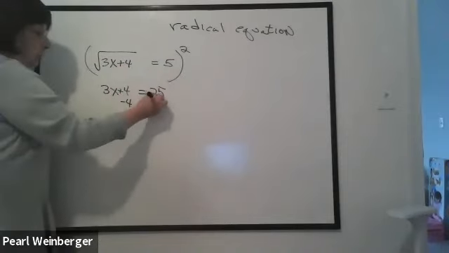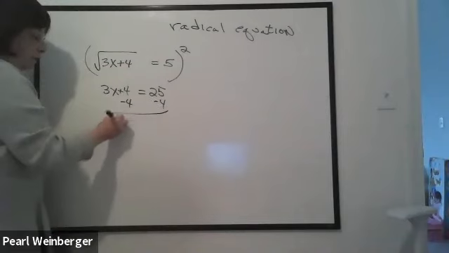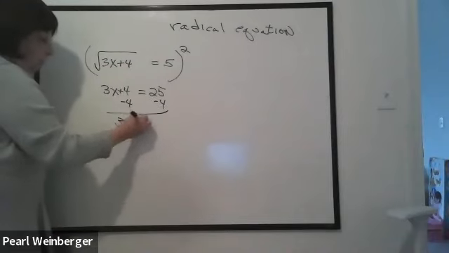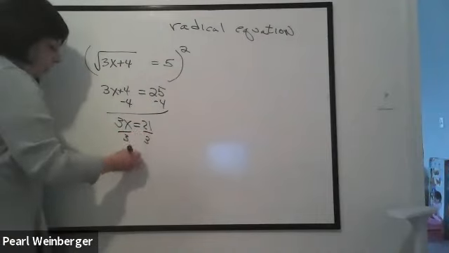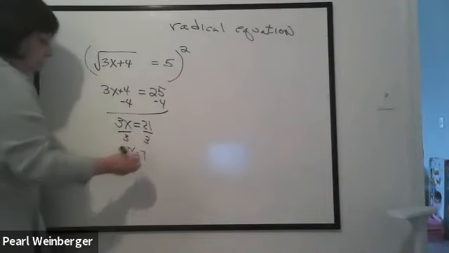Bring the 4 to the other side. That gives you 3x equals 21. And divide by 3. And it gives you that x equals 7.